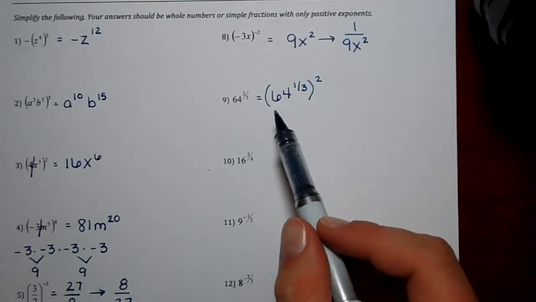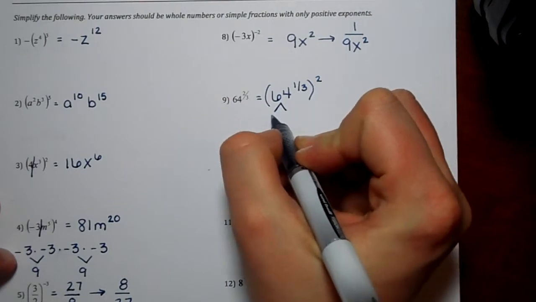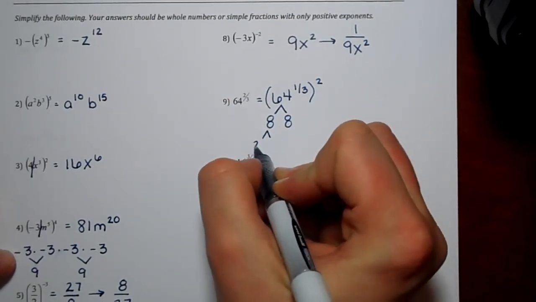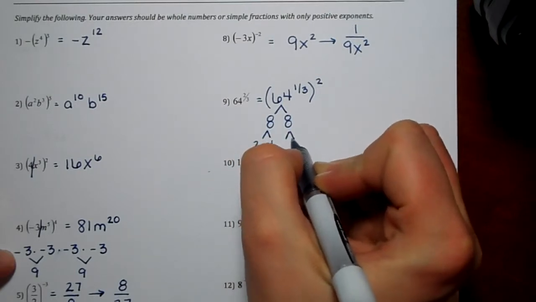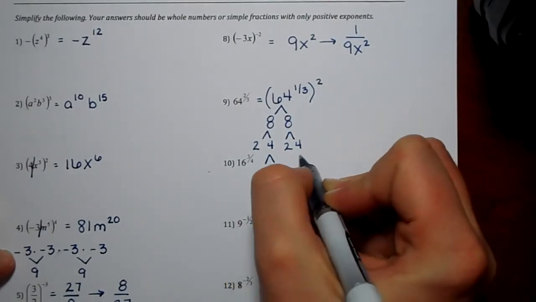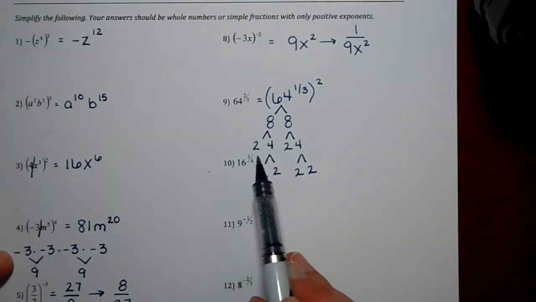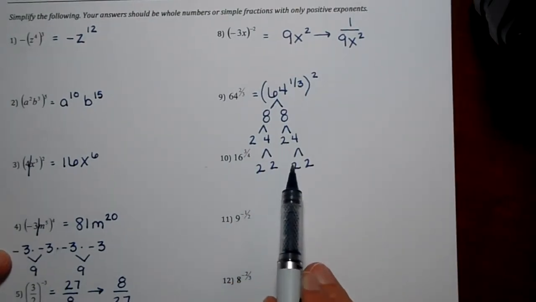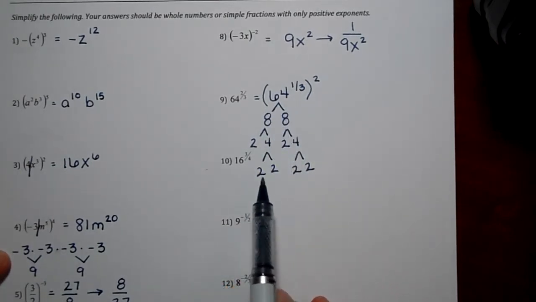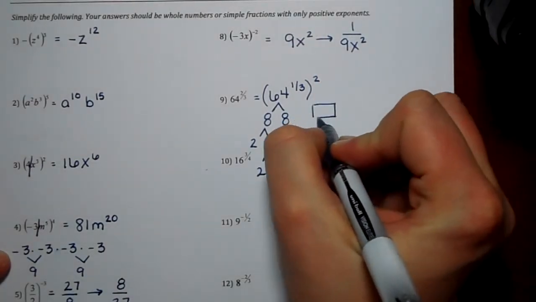64 to the 1/3 means I somehow need to break 64 into 3 equal pieces. To do that, I will need a factor tree. So I know 64 is 8 times 8. This is 2 times 4, 2 times 4, and 2 times 2, and 2 times 2. So at the very bottom of my factor tree, I end up with 1, 2, 3, 4, 5, 6 2's. Now this said I needed to break it into 3 equal pieces, and right now I've got it broken into 6. This is where that box method comes in handy.